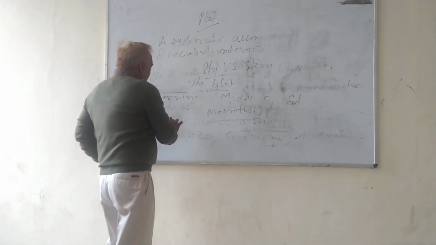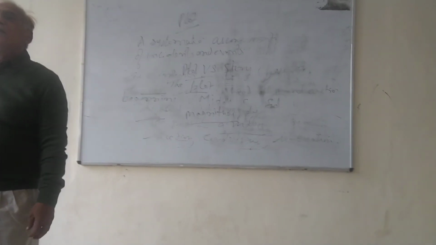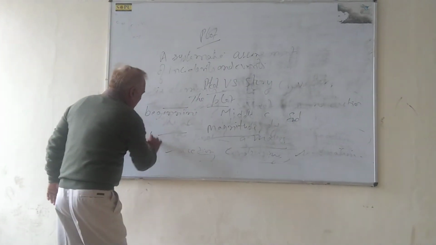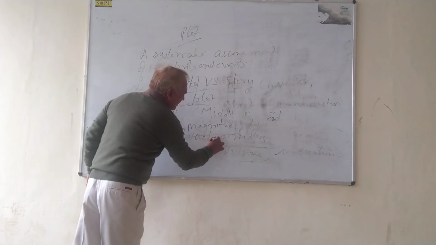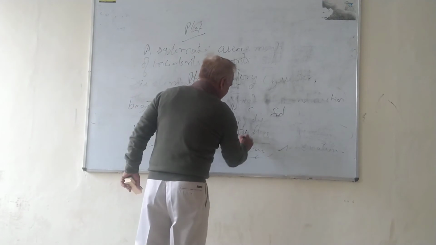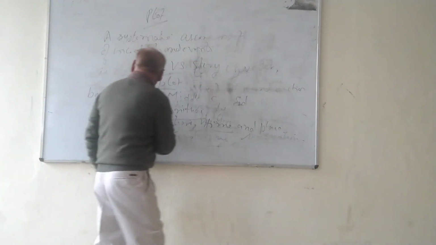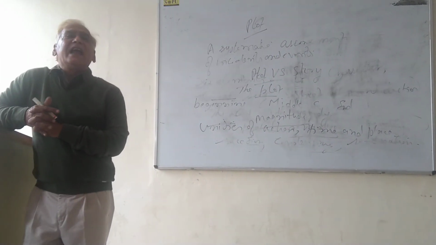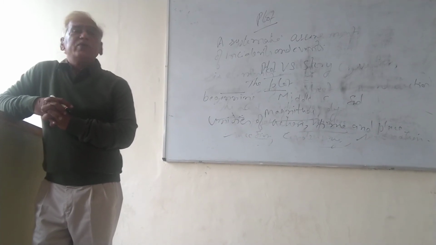And then regarding the unities of action, time and place. Regarding the unity of action, Aristotle says there should be a single action in the play. There should not be subplots. There should be no diversion.